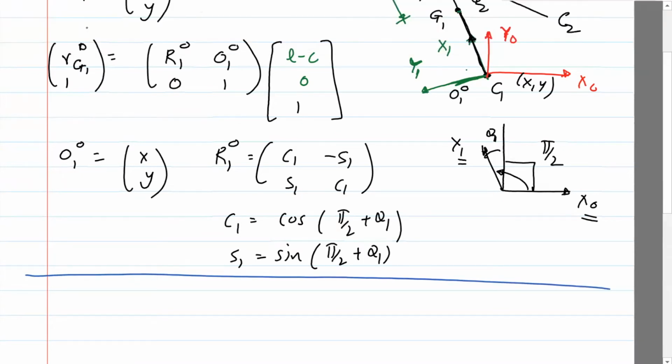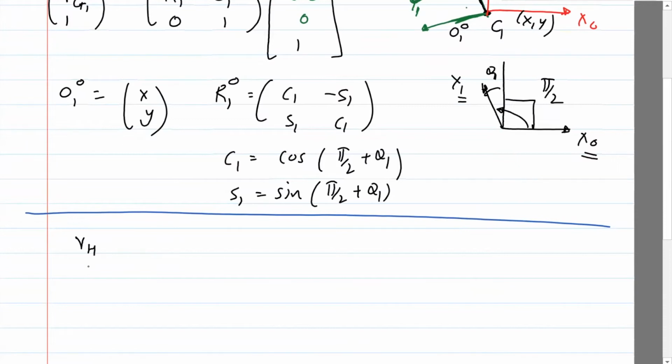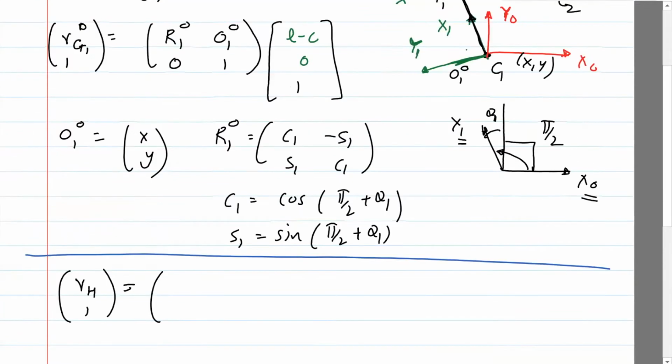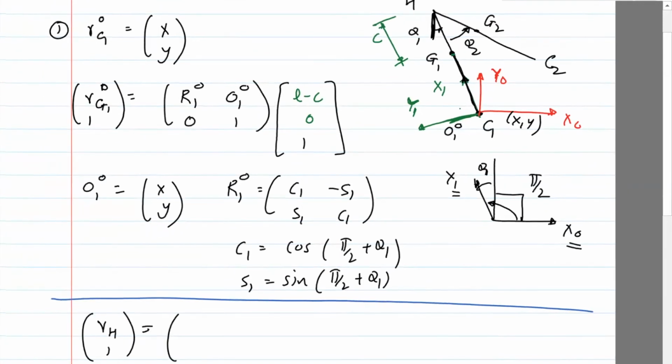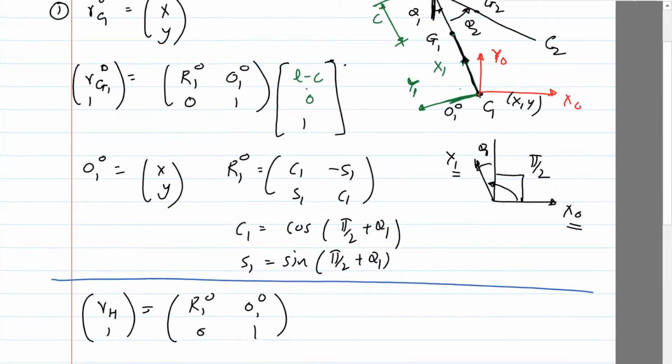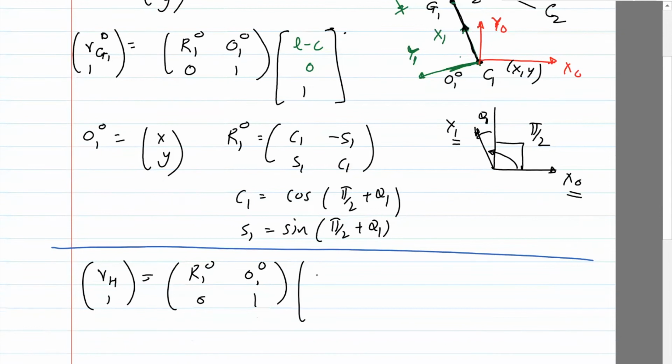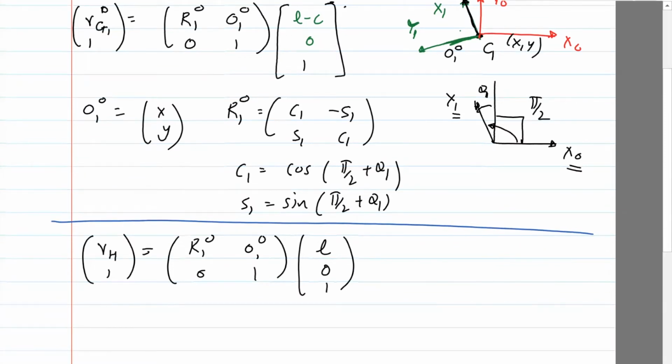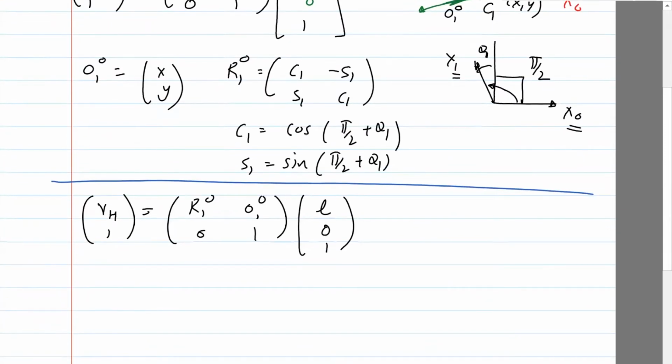Okay, I also need RH, which is the position of the hip, and it's a simple extension of what we have here. Since it's sitting right on the x1, all I need to do is keep the homogeneous transformation as it is. I only need to change the position of H in frame 1. So instead of having L minus C, I'll have L for the position along the x1 axis, 0, 1. Then it's easy to find that because I already found out R10 and O10. Okay, so that takes care of RH.